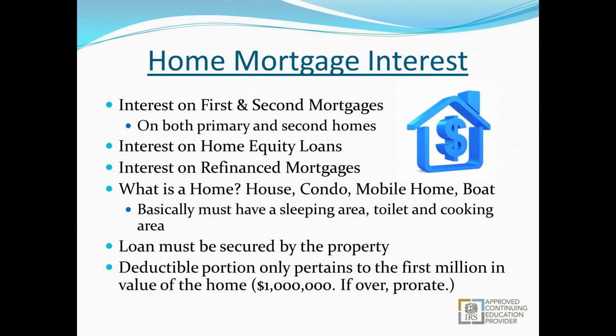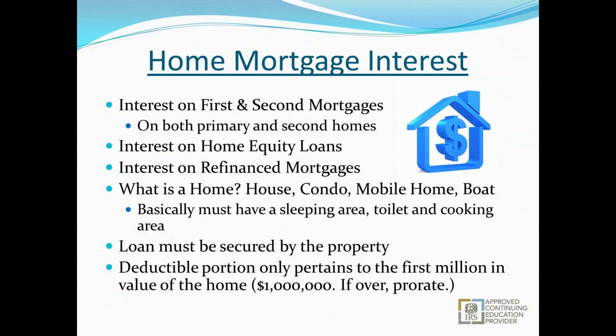What is considered a home for the purposes of this? House, condo, mobile home, boat home. Essentially, the way it has come down in the courts is that it has to have a sleeping area, a toilet, and a cooking area. If it has all three of those things, and it is the intention of the occupant to use them for that purpose, and you have a mortgage connected to that property, then you're probably going to be able to deduct that interest.